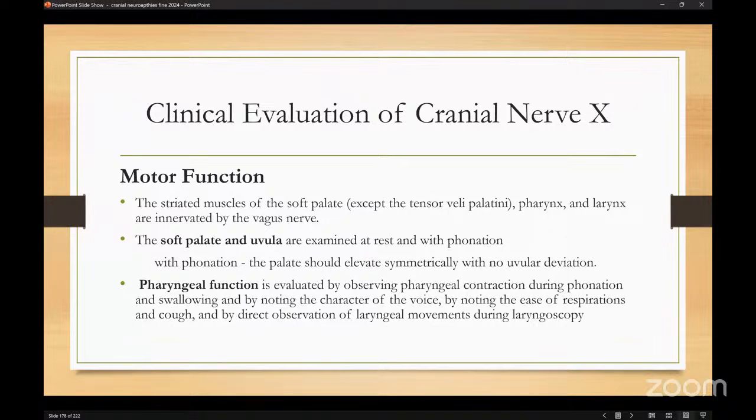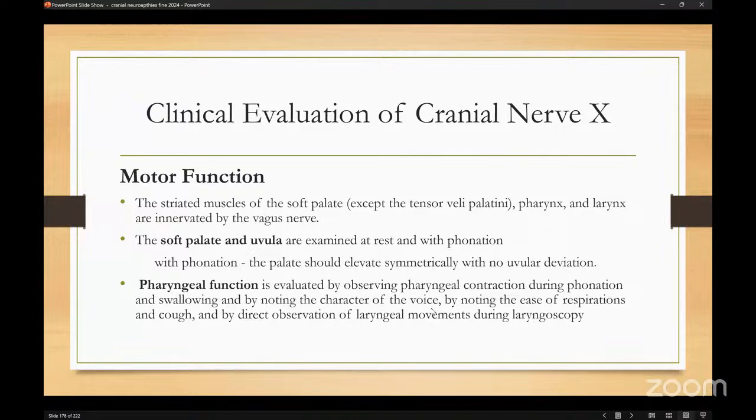So first is on examination. You ask the patient to open the mouth, and you can see the palatal position and the uvula position. The palate should be normal at rest and the uvula should not be deviated to any side. When you're checking for the uvula deviation, it is not the tip of the uvula that is important, it is the base of the uvula that is important.